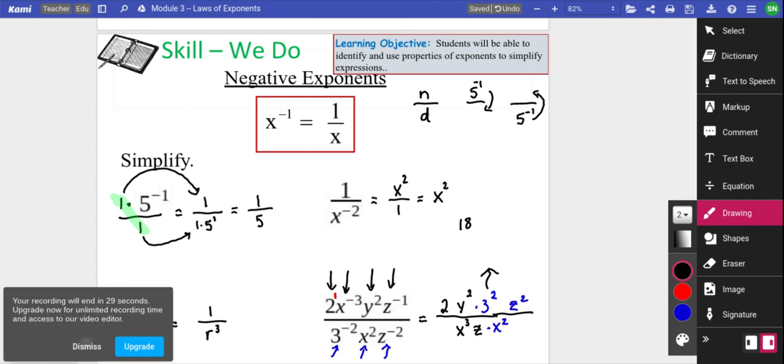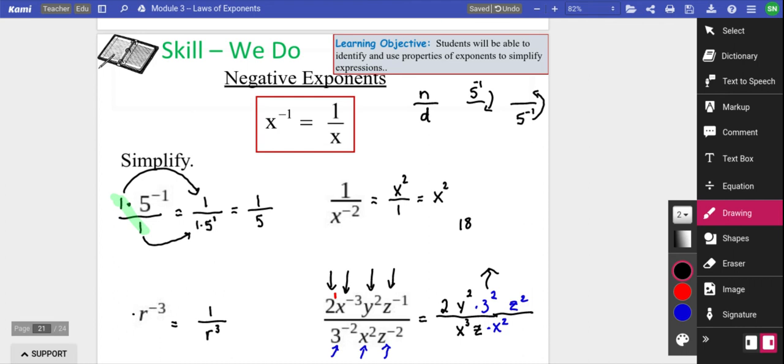Then I will look at the letters. Y squared is there. Z squared is there. At the bottom we have x cubed and x squared. I will combine those using the product property, which gives me x to the 5th power. I added the exponents. And last but not least, we have z. So this right here would be the answer for the last problem.